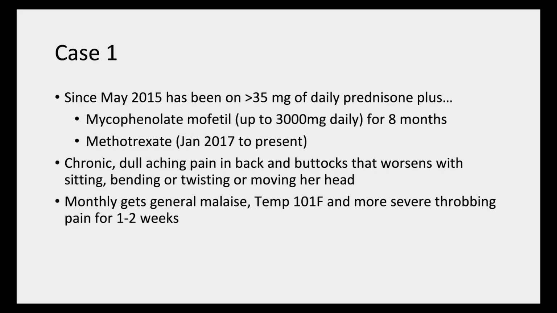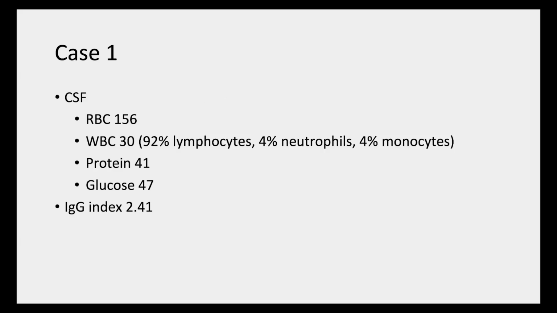Whenever they would taper them down, she'd have a flare of her symptoms, and she even had chemotherapy agents added on to keep the inflammation in check. And despite all these immune suppressing medications, she still had relapsing symptoms for the next 2.5, 3 years. So it was at that point that we got contacted to look at her spinal fluid.